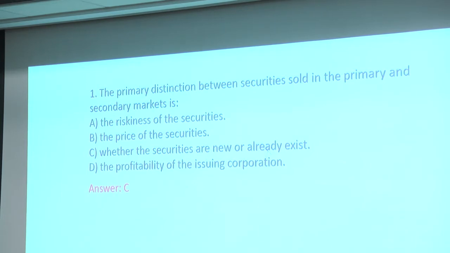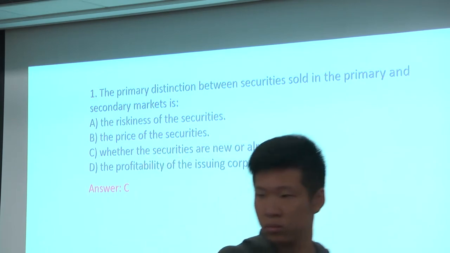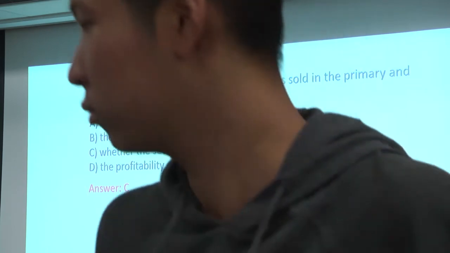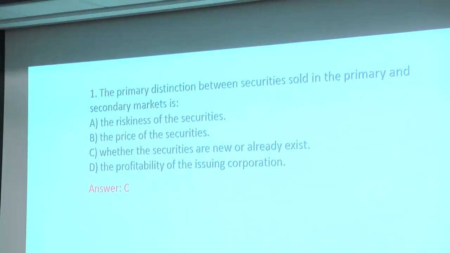So the primary distinction between securities sold in the primary and secondary market is what? The primary market is when new securities are issued. The secondary market is where already issued securities are traded. So the key distinction between the primary and the secondary market is whether the securities are newly issued or already exist. The answer is C.